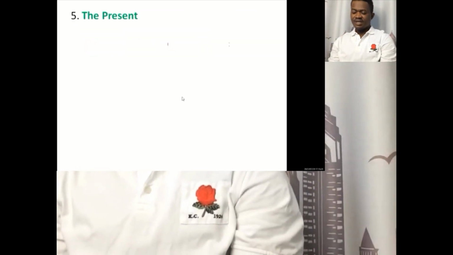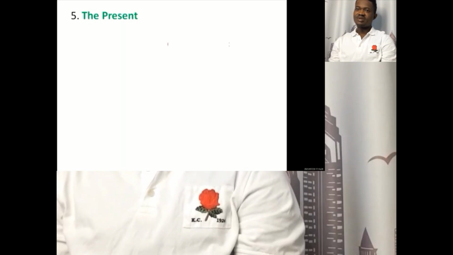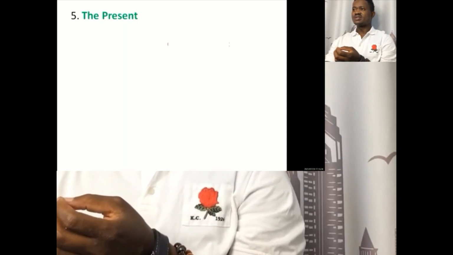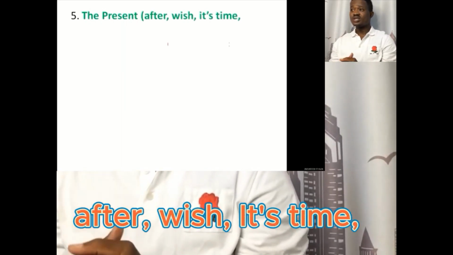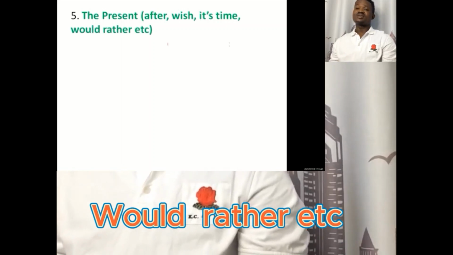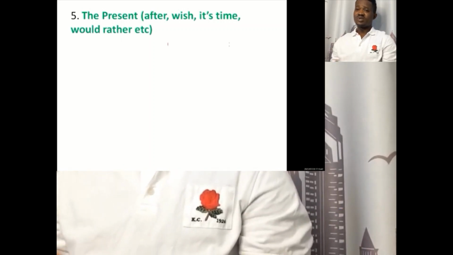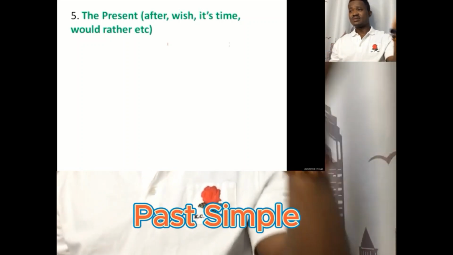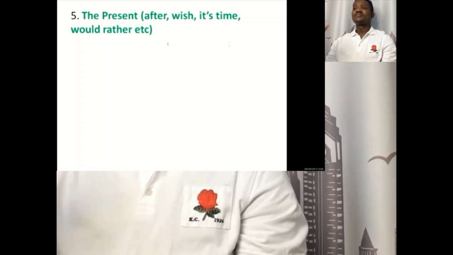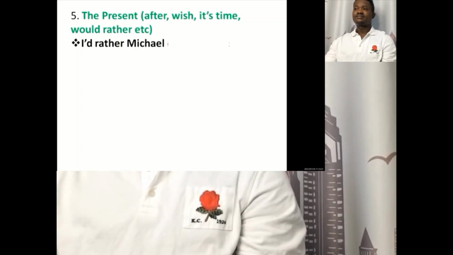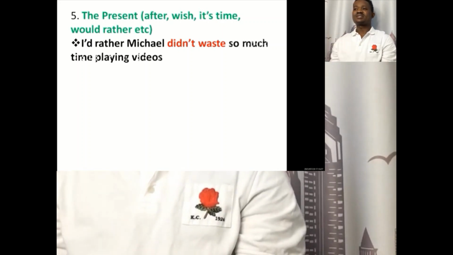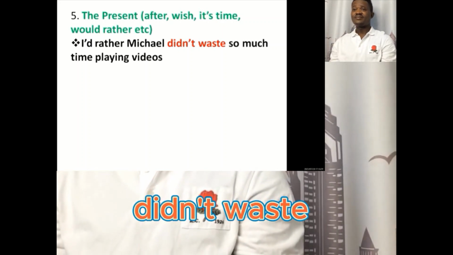The present. We also use the past simple to talk about the present, but we have certain words to use. So what are these words? Words like after, wish, it's time, would rather, etc. These are the words we use when we use the past simple to talk about the present. Let's do a little example here: I'd rather Michael didn't waste so much time playing video games.